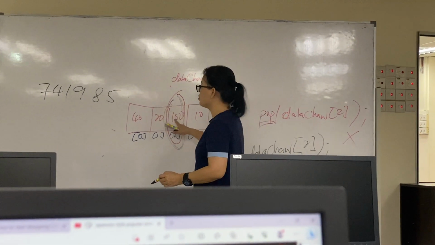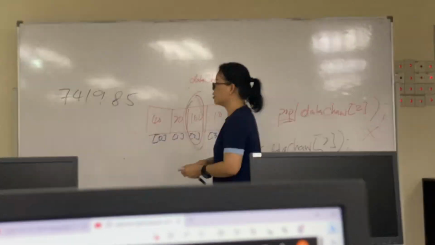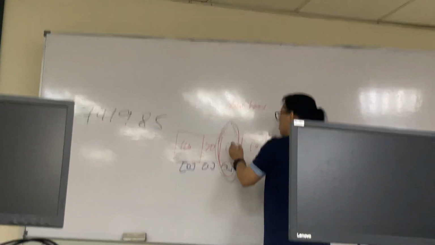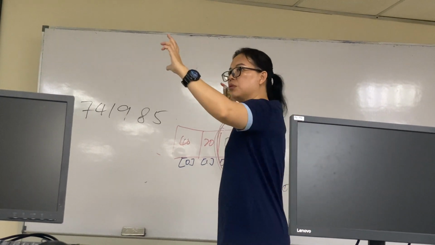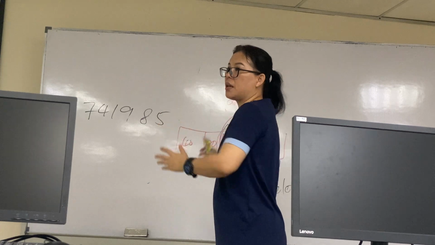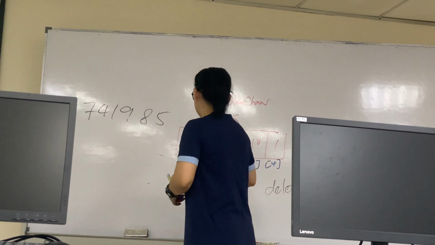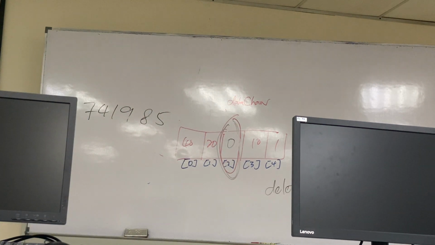You just leave this one as blank. You just delete, so this is the gap. Then you put it back to 0, the default value. So the size of the array is still the same. It will not automatically adjust for you, and the storage is still the same.